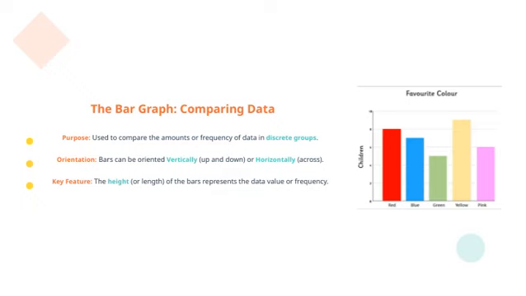The primary purpose of using bar graphs is to help us compare amounts or frequencies across discrete groups. Whether you're looking at sales data, survey results, or any other categorical data, bar graphs are a clear and straightforward way to see differences. Ultimately, the bar graph is a powerful tool for comparing data, making patterns, and drawing insights quickly and effectively.